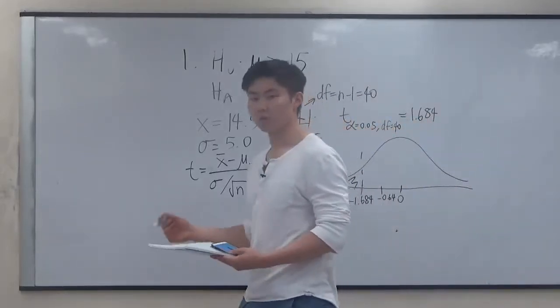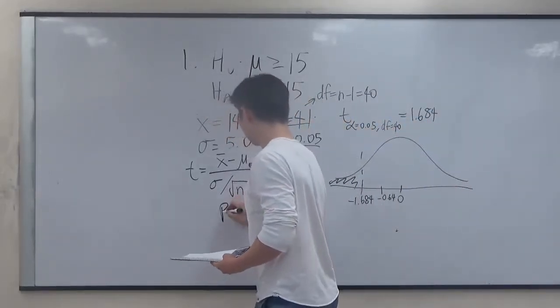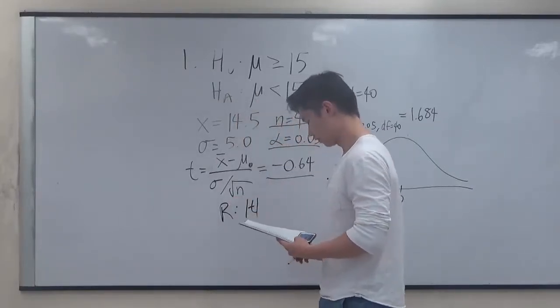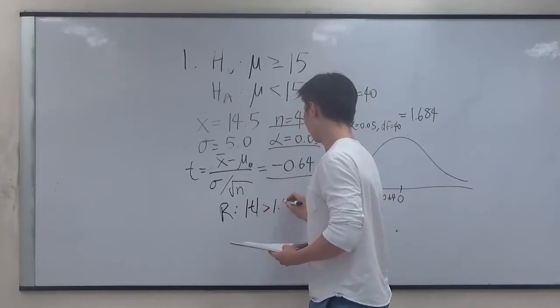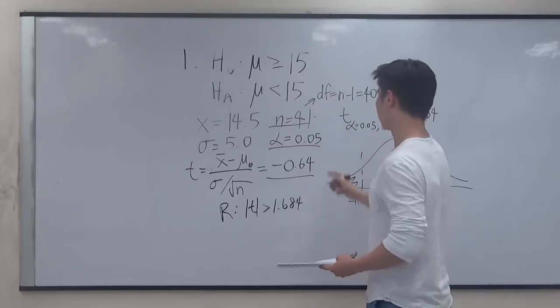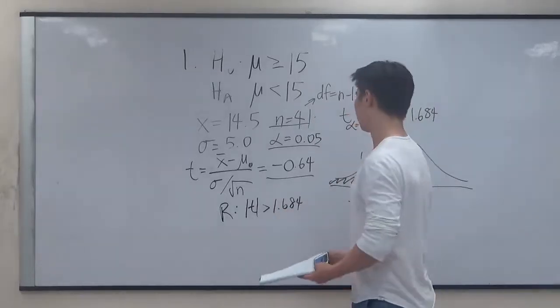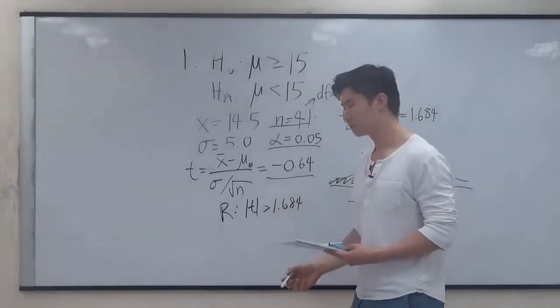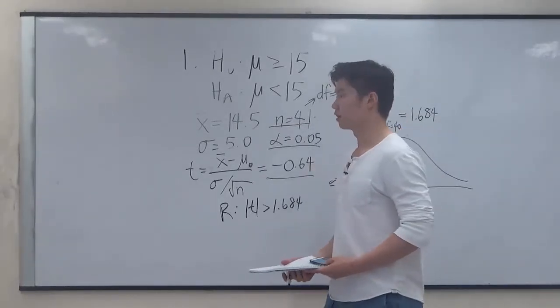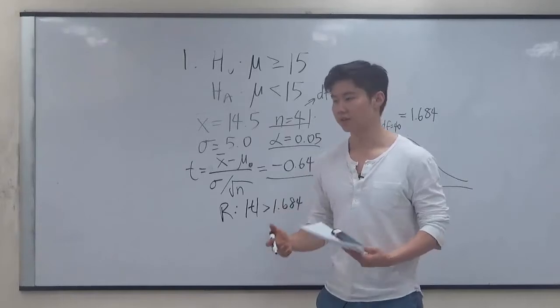I can write it out one more time as our rejection criteria being the absolute value of t greater than 1.684. So if we take the absolute value of this, that's equal to 0.64, which is less than 1.684. Therefore, we fail to reject the null hypothesis with a statistically significant difference.